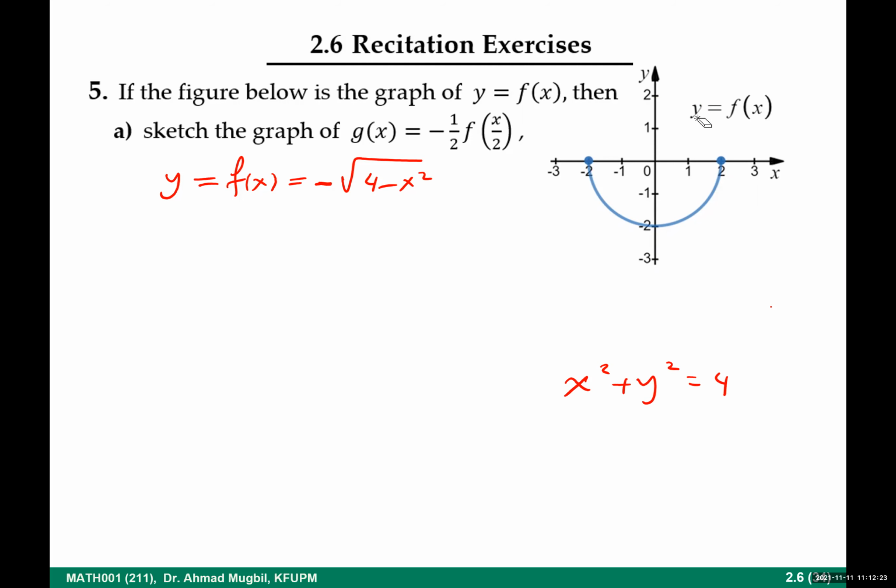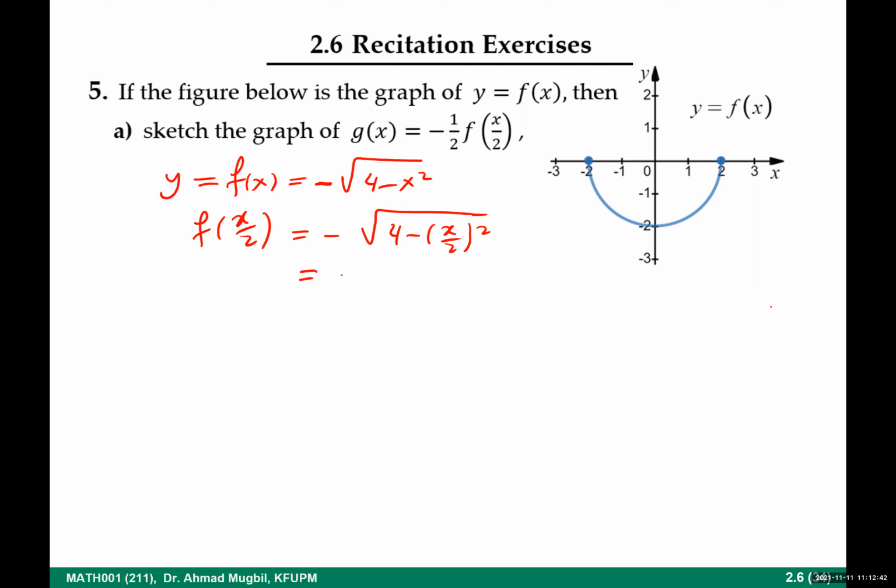Now, if you want to sketch the graph of this function, you will apply these transformations. Look, what you will do. Now, let's start with f of x over 2. It will be negative the square root of 4 minus, you will replace x by x over 2. Simplify, what you will get.